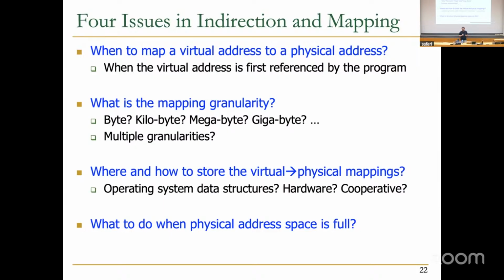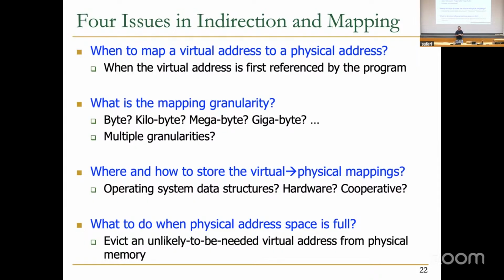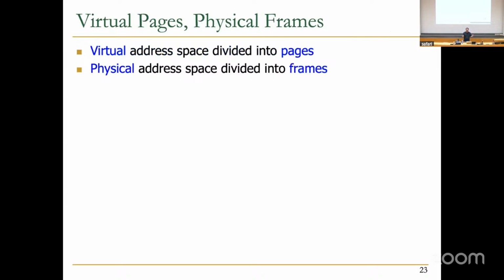Where and how do we store the virtual to physical mappings? We have OS system structures. I will discuss this later. They're called the page table, which stores the virtual to physical mapping. We can think of it as a dictionary, basically, where you go with your virtual address and you get back the physical address. And what do we do when we have a full memory? We need to evict some pages, right? We need to evict some pages to bring the ones that we want to use at that point in time.